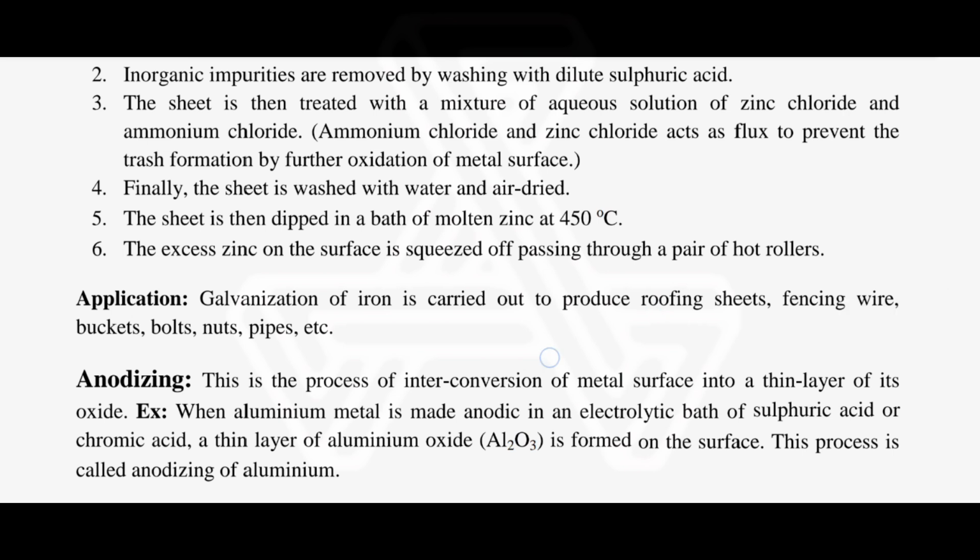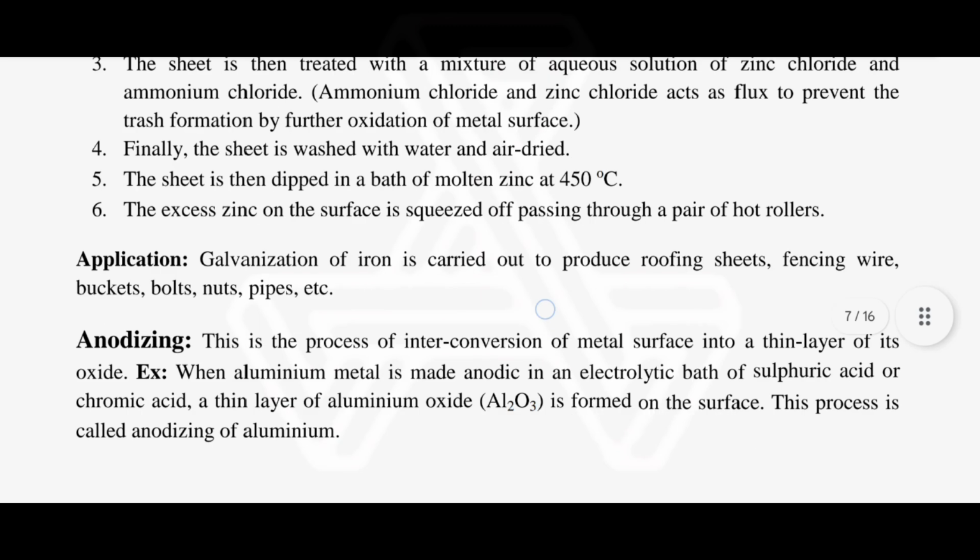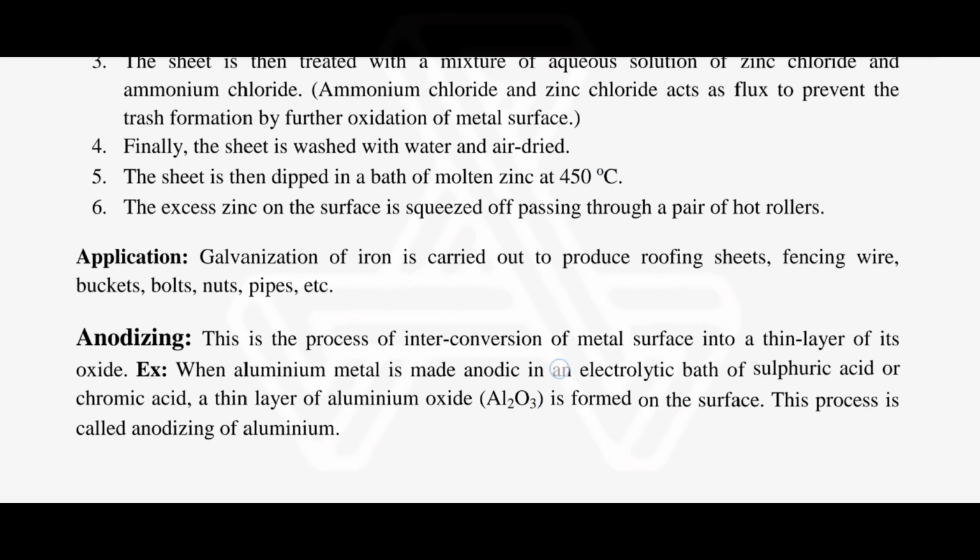The sheet is then dipped in the bath of molten zinc at 450 degrees Celsius. The excess zinc on the surface is squeezed off, passing through a pair of hot rollers. Application: galvanization of iron is carried out to produce roofing sheets, fencing, wire, buckets, bolts, nuts, pipes, etc.